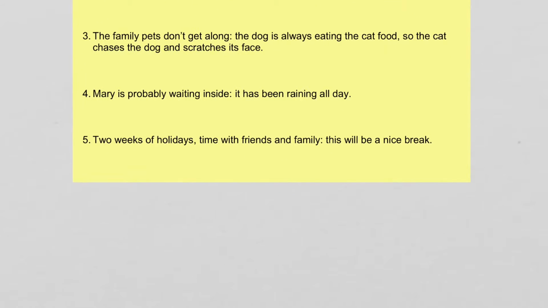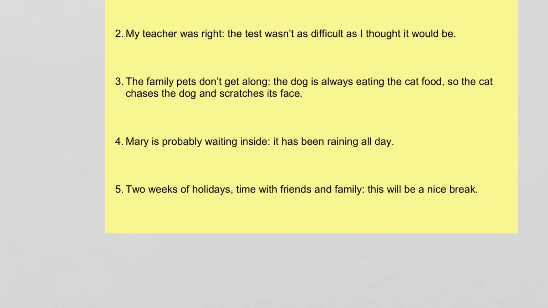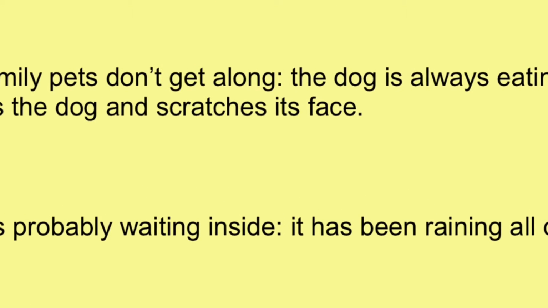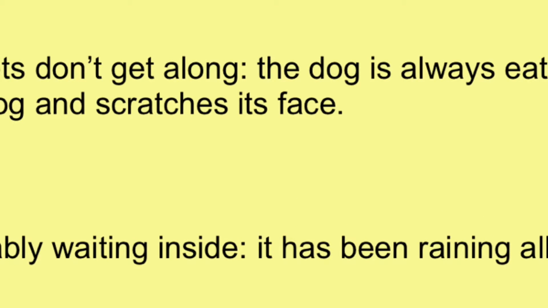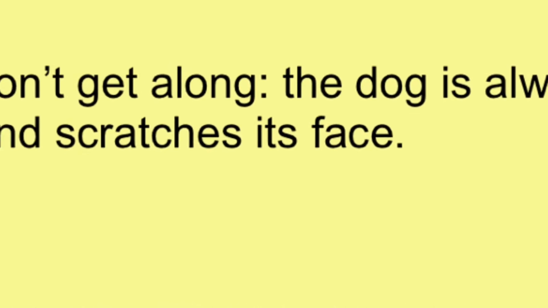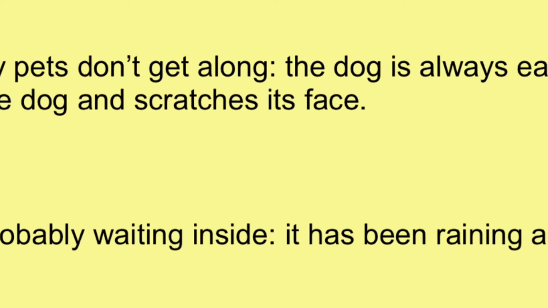Okay, example 3. The family pets don't get along. The dog is always eating the cat food, so the cat chases the dog and scratches its face. So if we look at where our colon is, right, after "the family pets don't get along," I could get rid of that and start a new sentence. And I could say something like, this is because, right? So I'm explaining why they don't get along. But I can put everything into one sentence when I have this colon there.